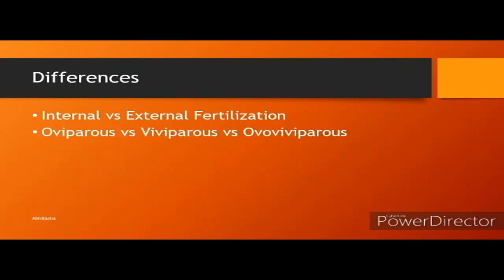The second difference that we are going to do is oviparous, viviparous and ovoviviparous. You've already studied two of these terms. Oviparous are organisms which lay eggs, viviparous which give birth to young ones.